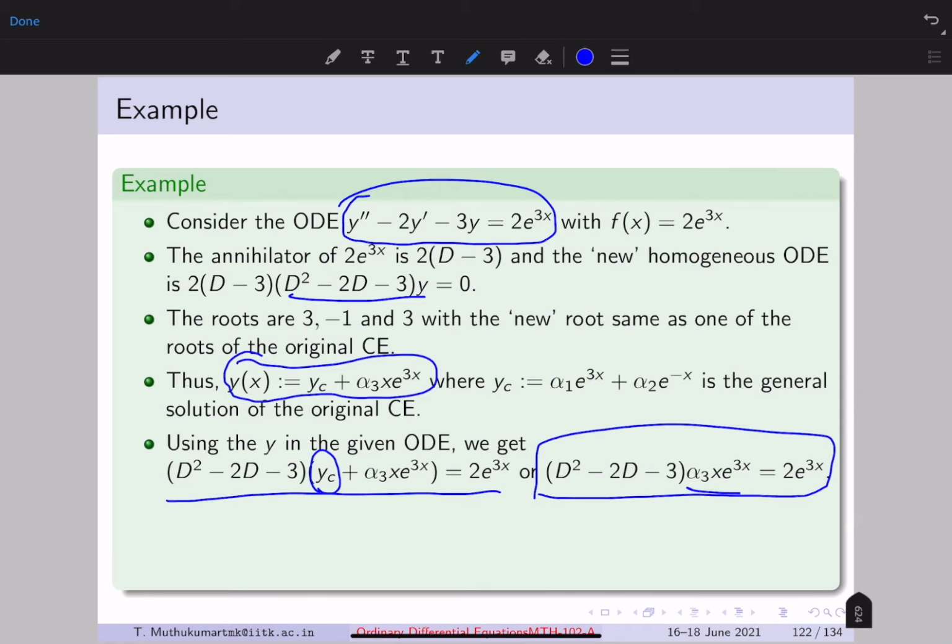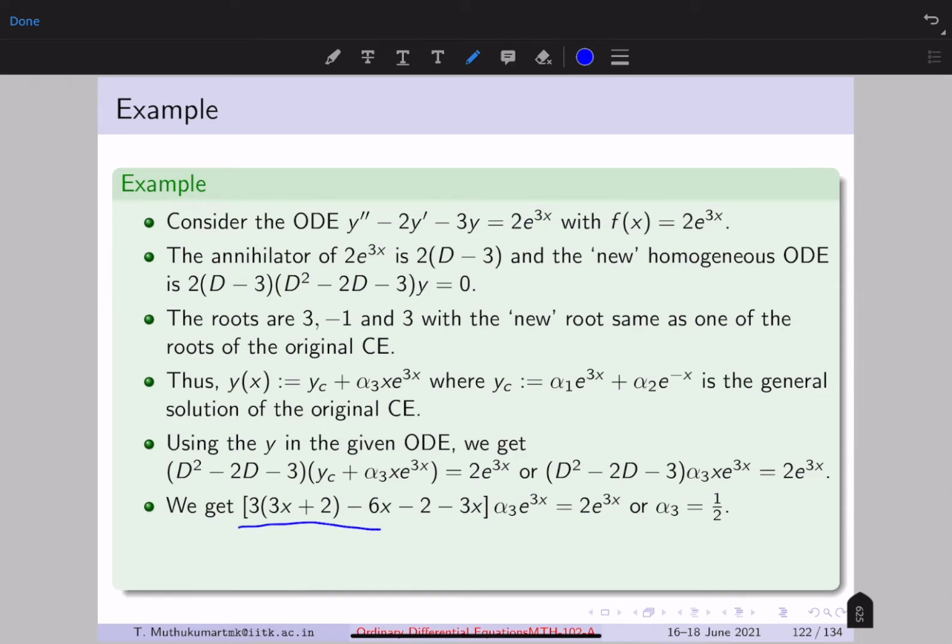Now you apply this derivative on this function. Alpha 3 is what you need to compute. So you differentiate this function, and you will get an equation of this form. Because you have to apply the product rule to x e power 3x. Alpha 3 is of course there outside, forget that. So if you differentiate, D squared of this acting on x e power 3x becomes 3x e power 3x plus e power 3x.